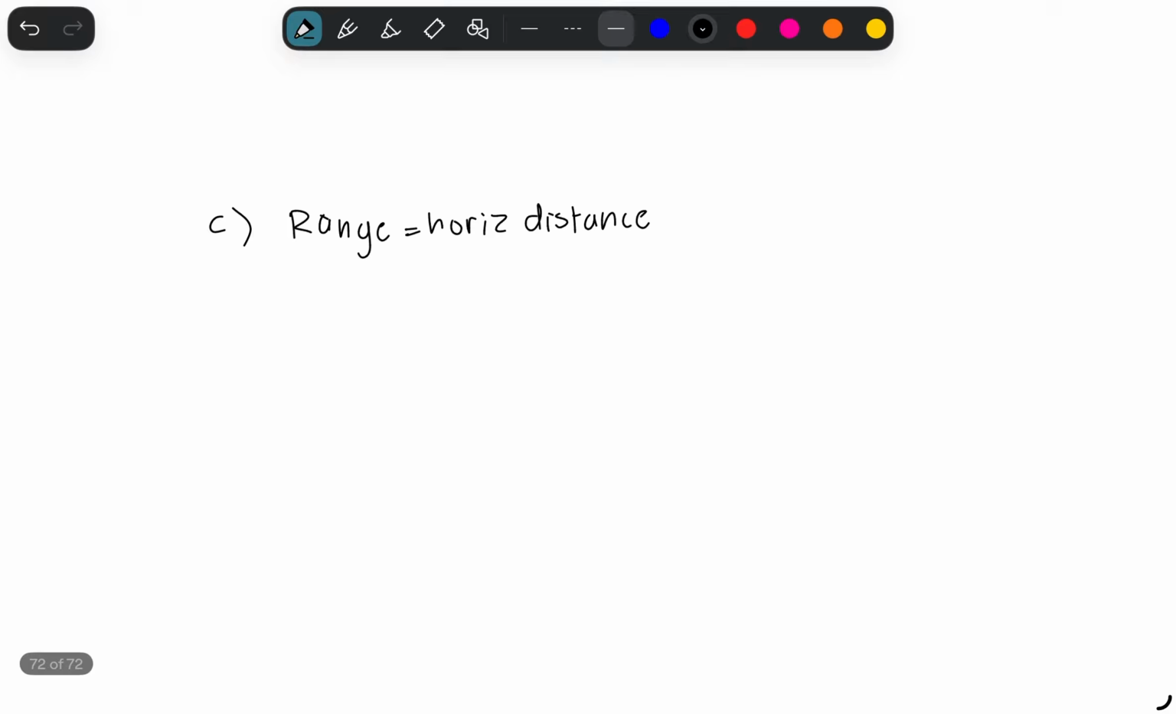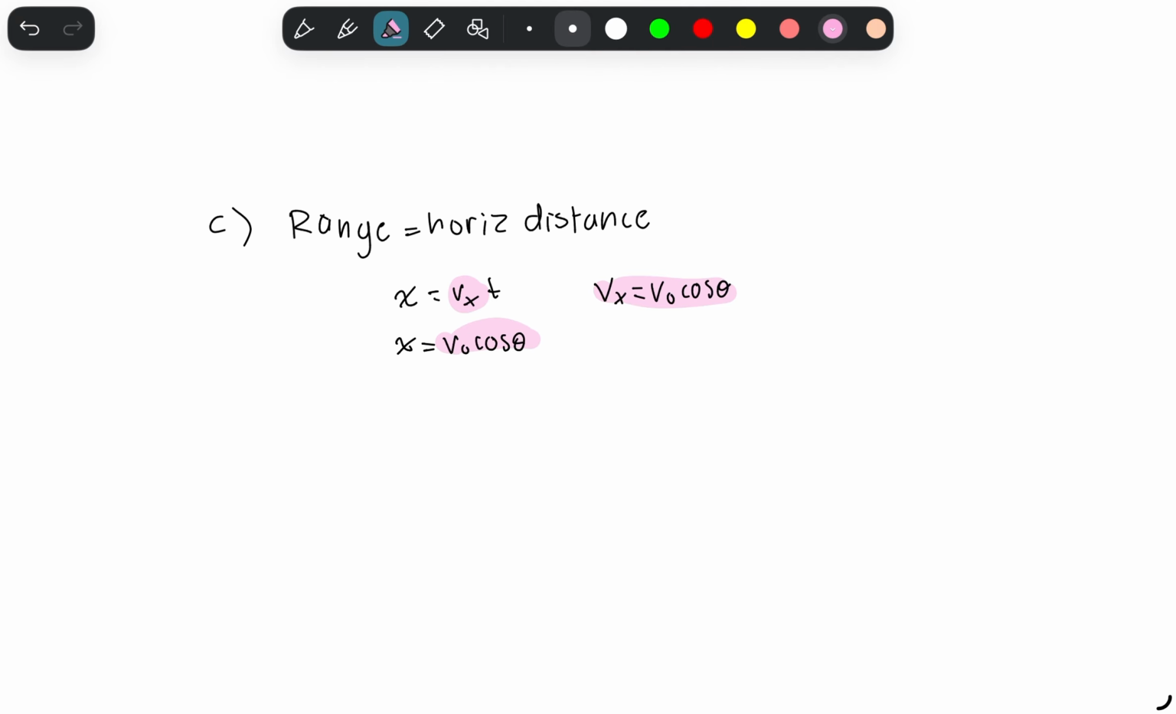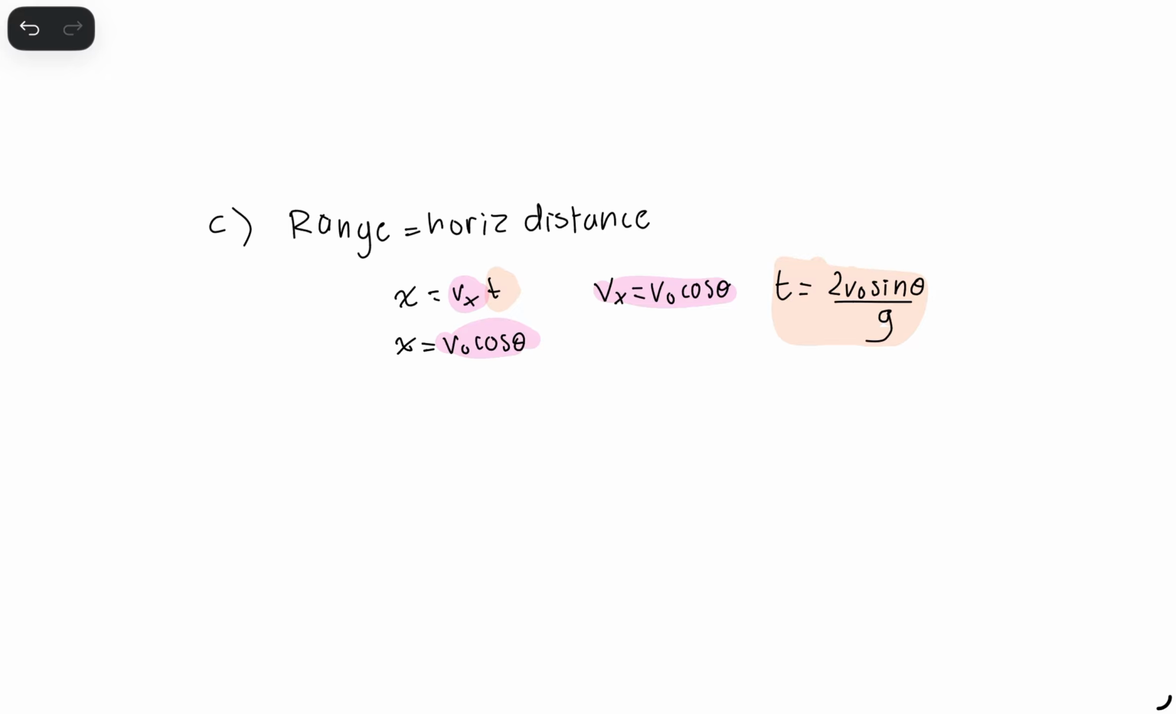What that means is we can simplify our kinematic equation to x is equal to Vx t. We know that Vx is equal to V initial cosine of theta, which we substitute in for this value. And then we have our time expression, which is equal to 2 V initial sine theta, all divided by g. So we would take this time expression and plug it into our equation here.